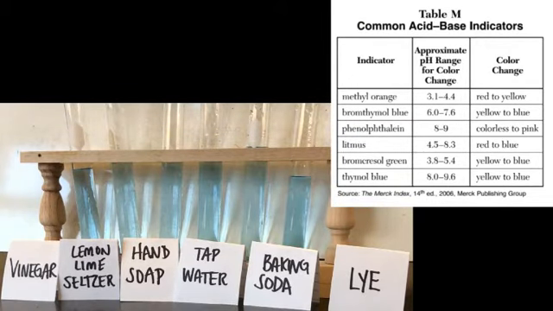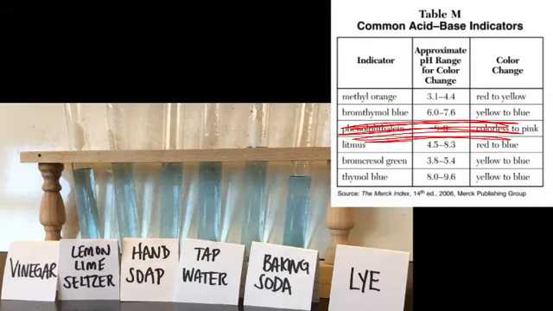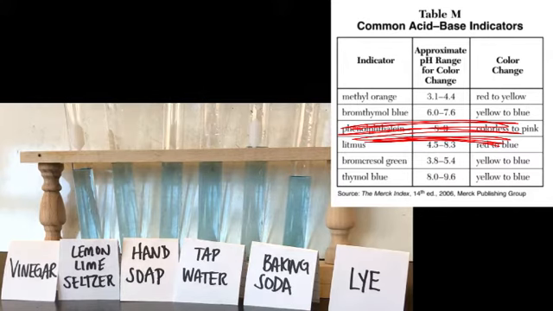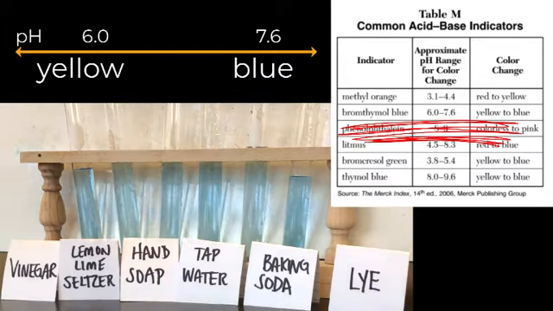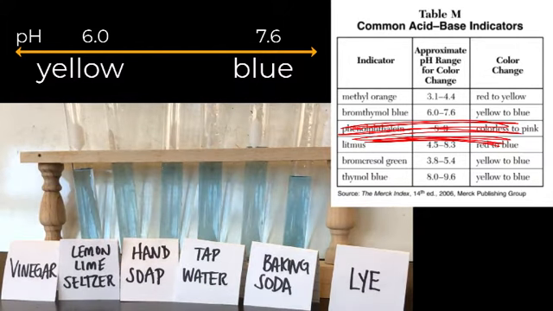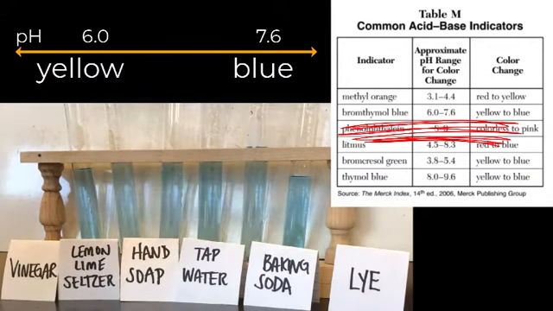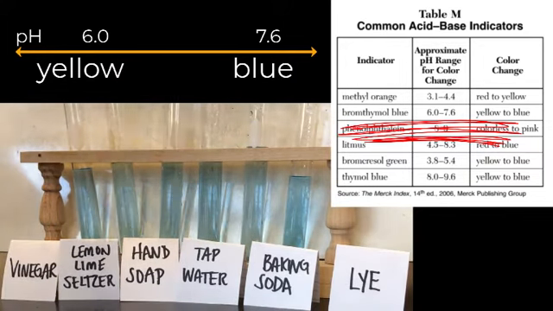Let's look at Thymol Blue. According to table M, Thymol Blue should turn from yellow when the pH is below 6, to green when the pH is between 6 and 7.6, to blue when the pH is greater than 7.6, starting with just tap water in each of my test tubes. So it seems as though the tap water has a pH that's a little bit more than 7.6. I'm going to start with vinegar.